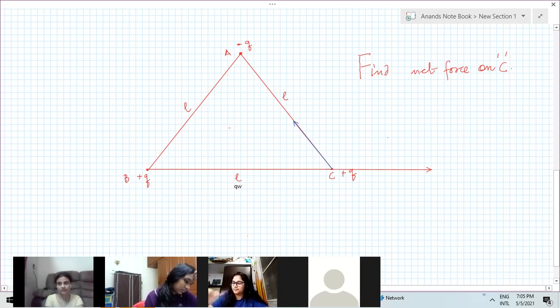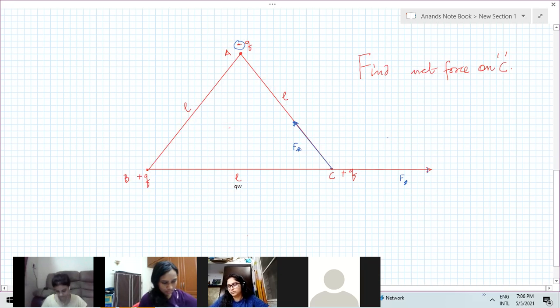Yes, sir. See, this first force is a repulsive force, right? This is plus Q, this is plus Q, repulsive, acting in this direction. This is minus Q, and this is plus Q. That means this is going to be an attractive force acting on this side. So if you take these as F1 and F2, both of them are equal to F, K Q square by L square, each of them.